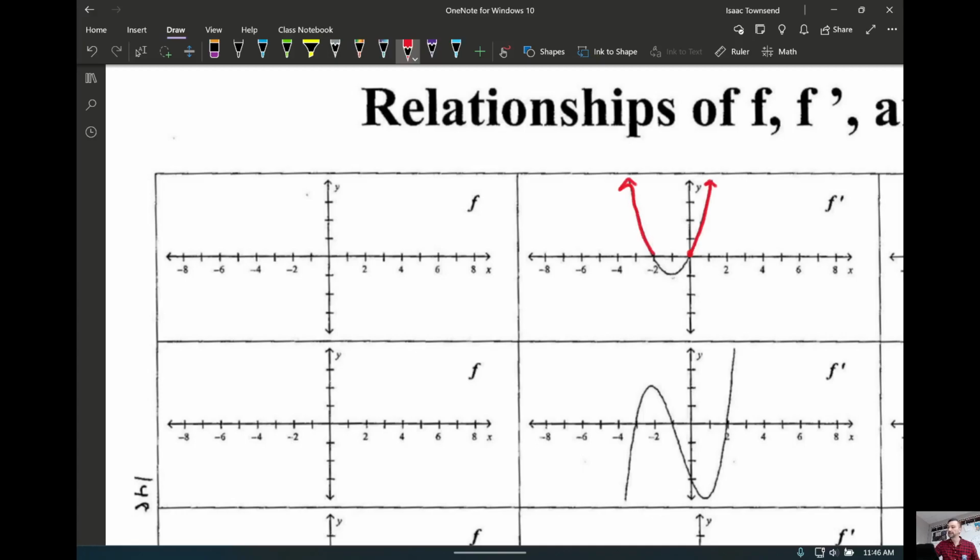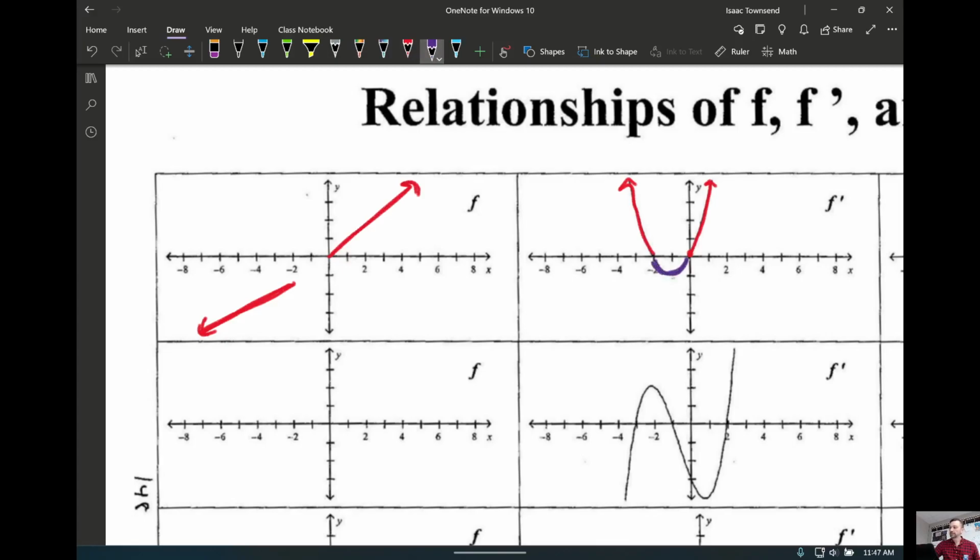Okay, so based on when f prime is positive, I'm going to try to color this to help you see. My function should be increasing. It should be going up from 0 to infinity, and it should be going up from negative infinity to -2. Now, I have no idea what y value it's going up to. I just know it's going up during this time and up during this time.